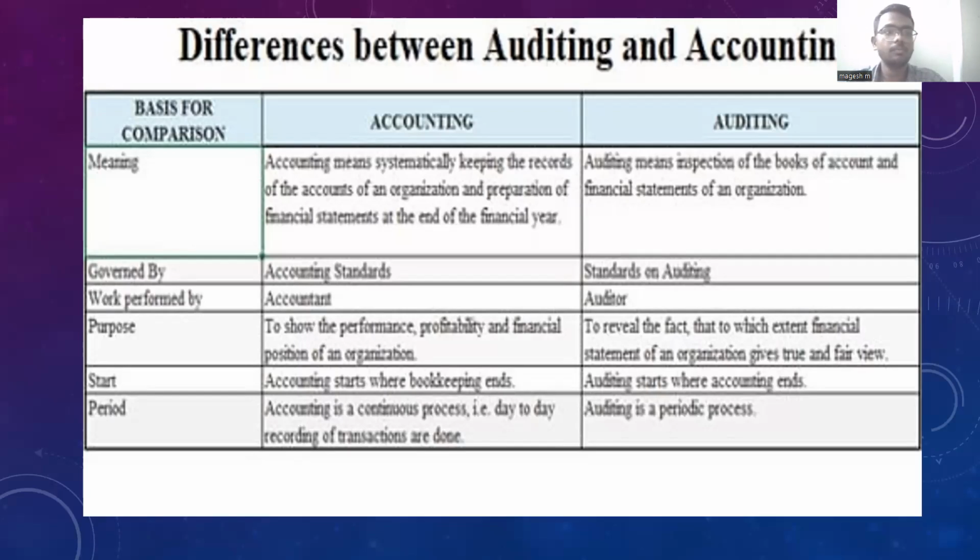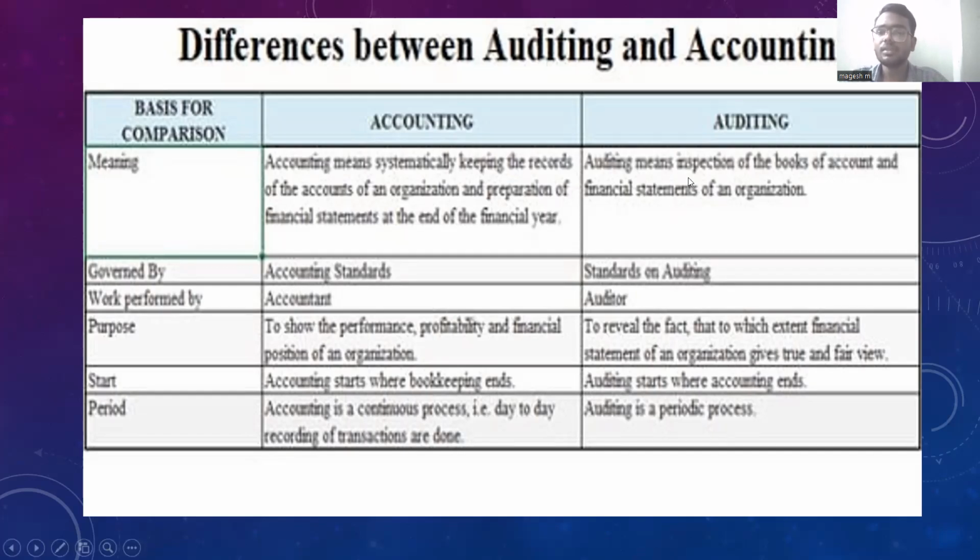First, we see the meaning of accounting. Accounting means systematically keeping the records of accounts of an organization and preparing the financial statements at the end of the financial year. It is systematic record keeping. We record financial statements such as balance sheet, P&L, etc.